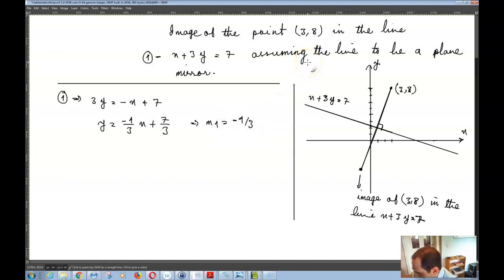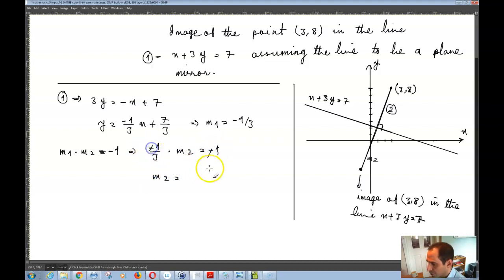Now, I'll call the other one line 2. Since 1 and 2 are perpendicular, if I call the slope of this m2, then you know that m1 times m2 is equal to negative 1. So that means negative 1/3 times m2 is equal to negative 1, and m2 is equal to 1 divided by 1/3, which is equal to 3. So m2 is equal to 3.